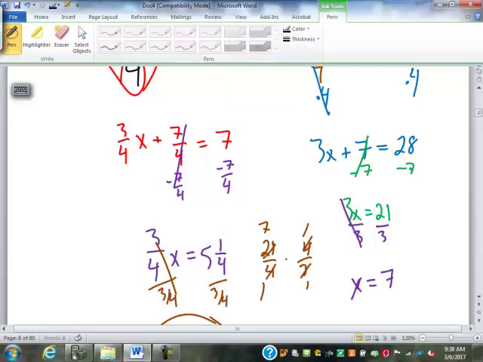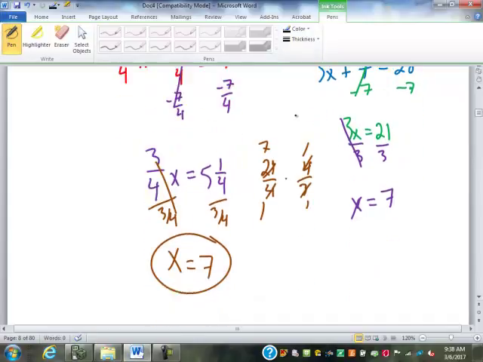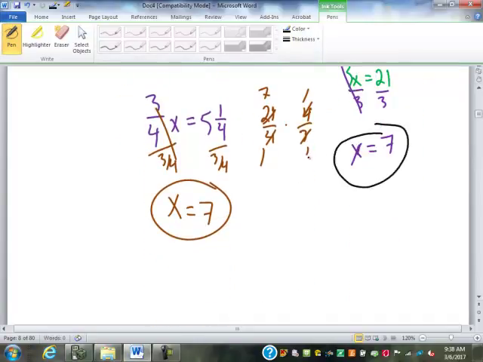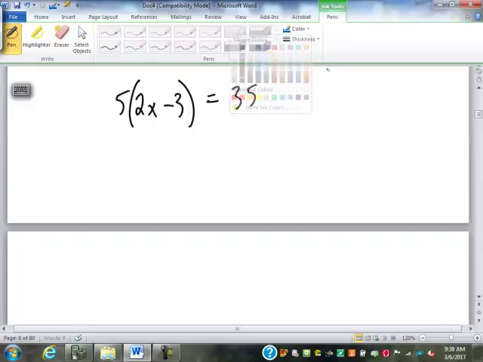Now you have to be careful because it doesn't always work out that you can do it that way. Let me show you the equivalent of what I mean. Why can't you always do it that way? We said the same thing when we had a problem like this. When we had a problem like this, 5 times (2x minus 3) in the parentheses equals 35.